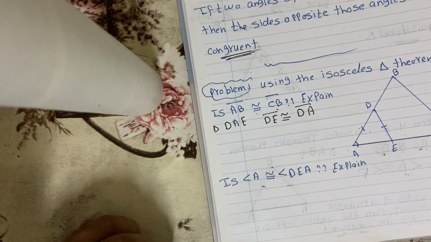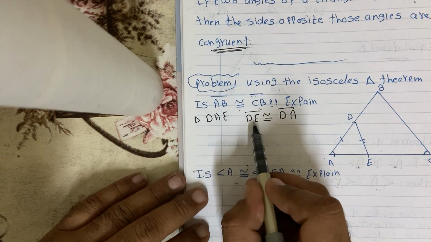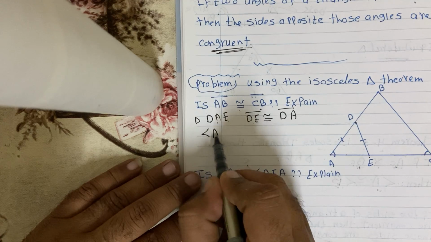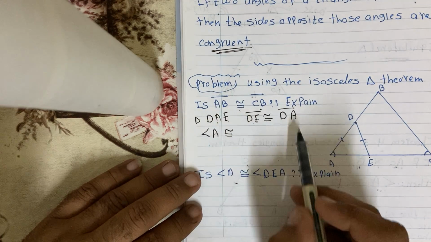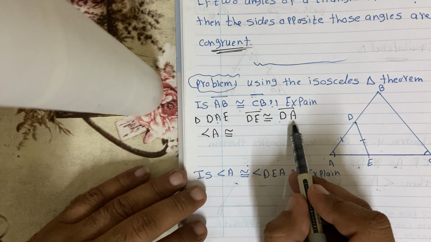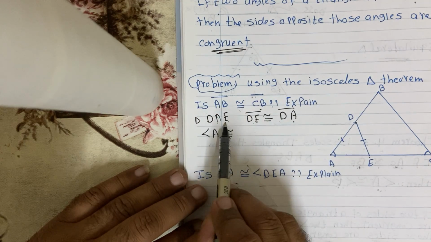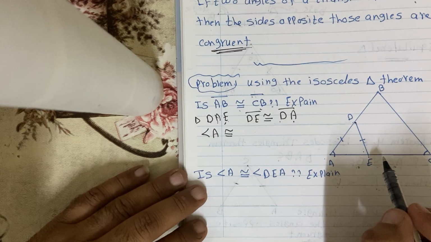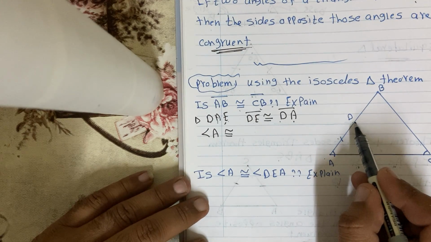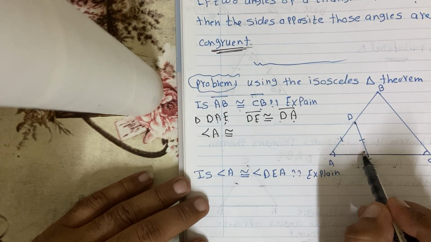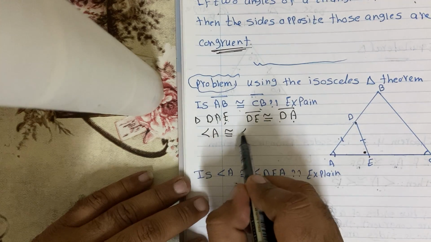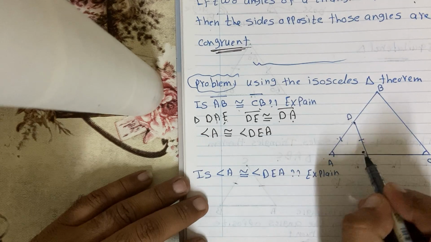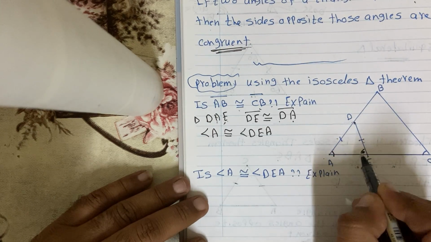So what are we going to get? Yes, cancel DE. So angle A is congruent here. DA, which angle is it opposite? DA is opposite angle E, congruent to angle E, but you have to say it like that, angle DEA, because we need this angle, angle DEA. So this angle and this angle are congruent.